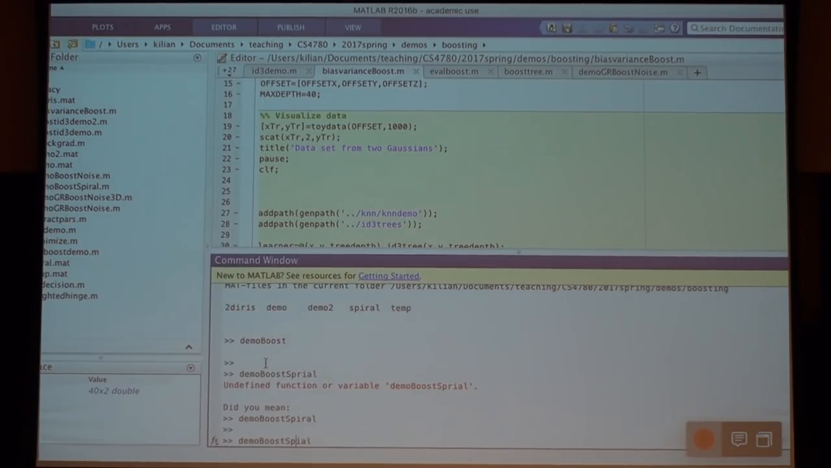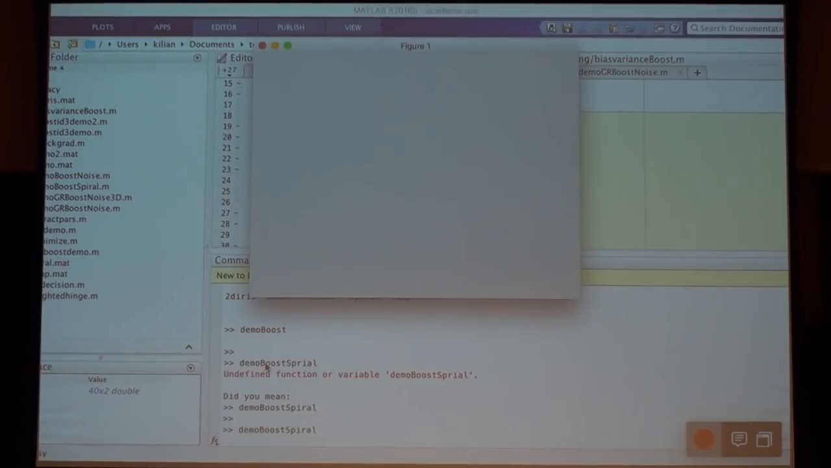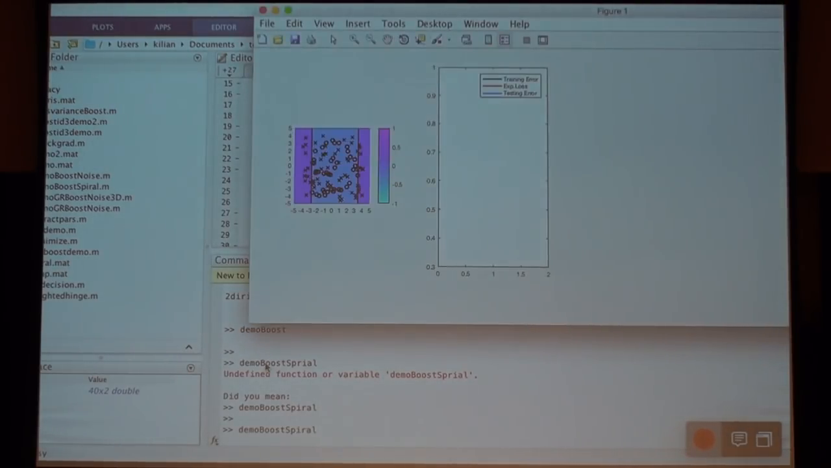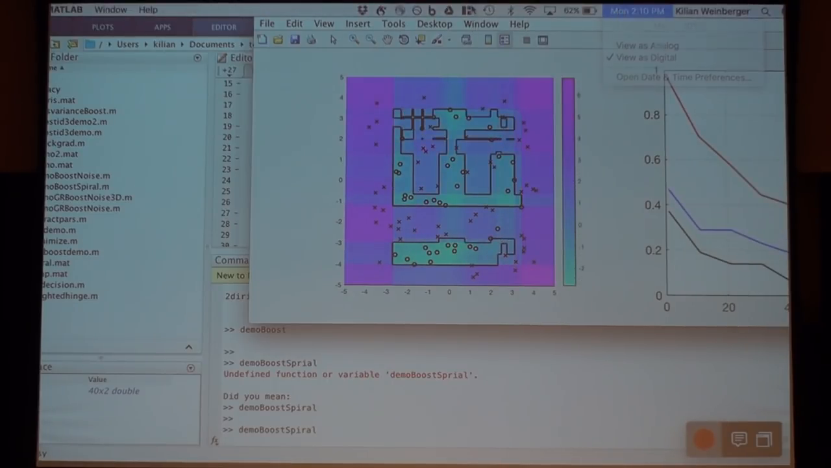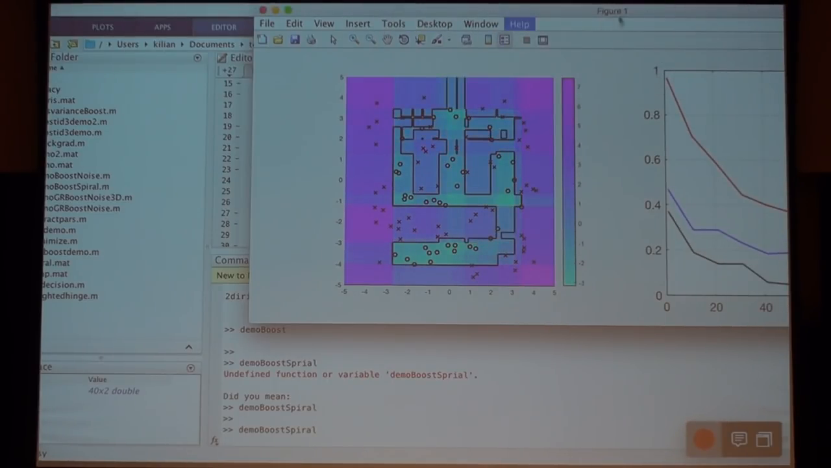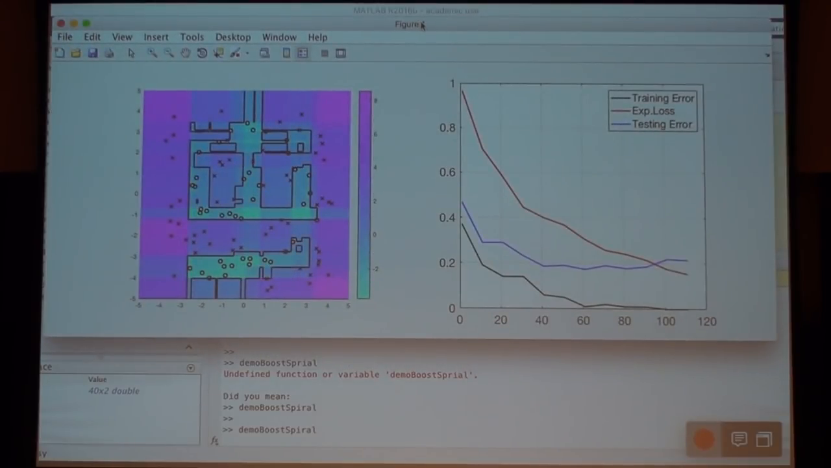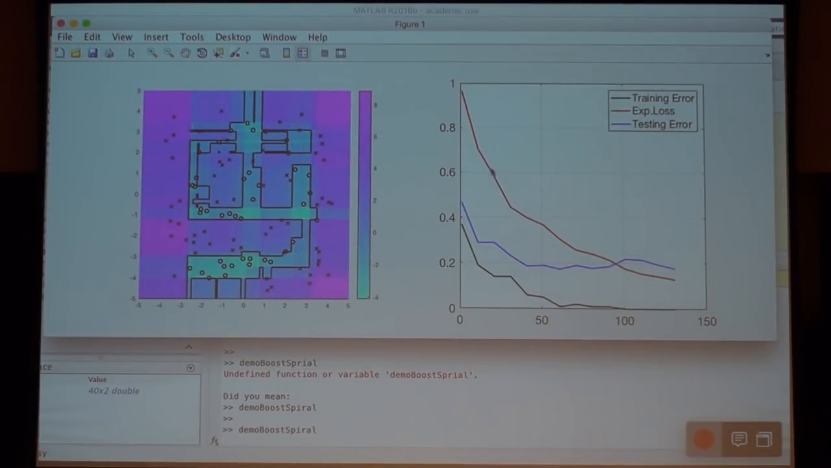Wait, spiral. Okay, I forgot what that demo is actually. Oh yeah, okay, so this here is a more complicated spiral. And what you see here is basically the exponential loss goes down very, very nicely.